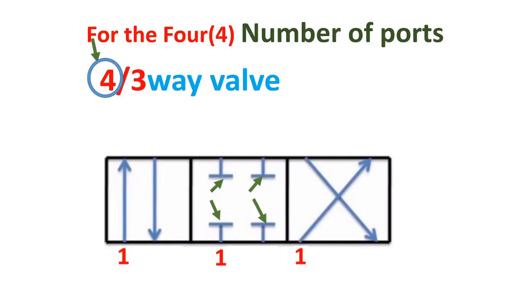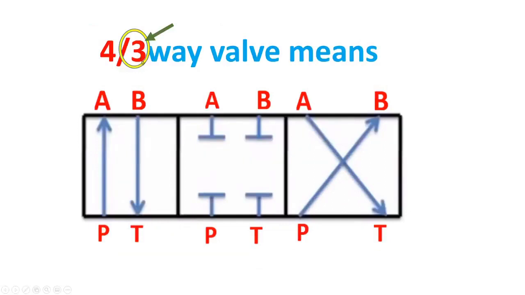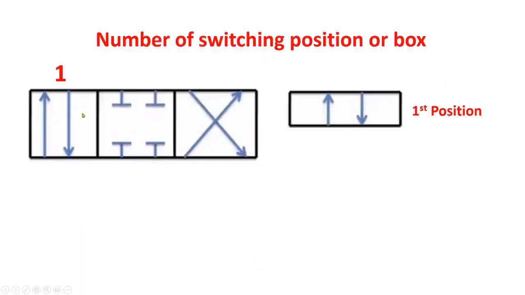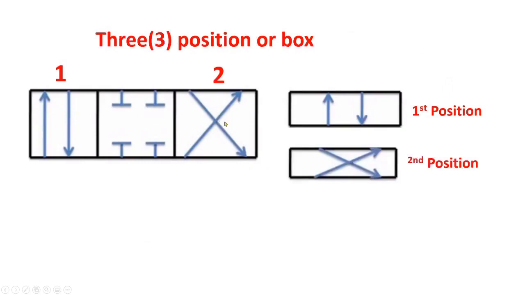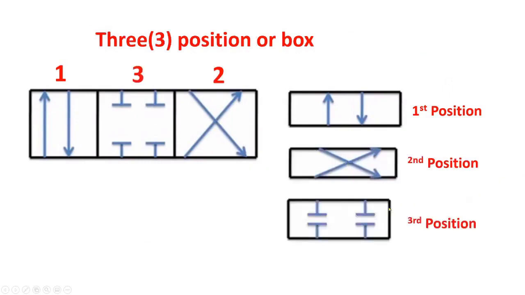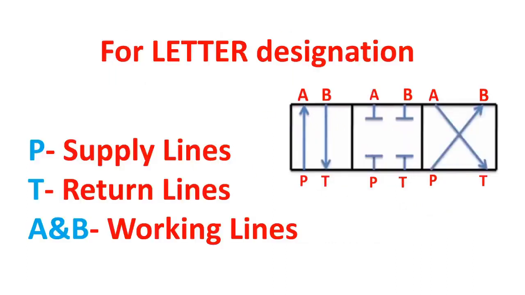This is port number 1, port number 2, port number 3, and port number 4. And the 3 means the number of switching positions or boxes. This is position number 1, position number 2, position number 3, and for letter designation, P means supply line, T means return line, A and B are working lines.